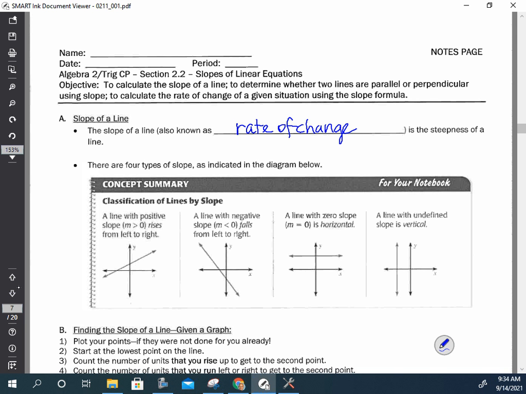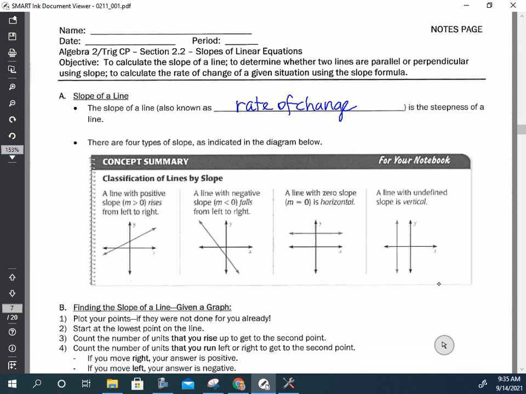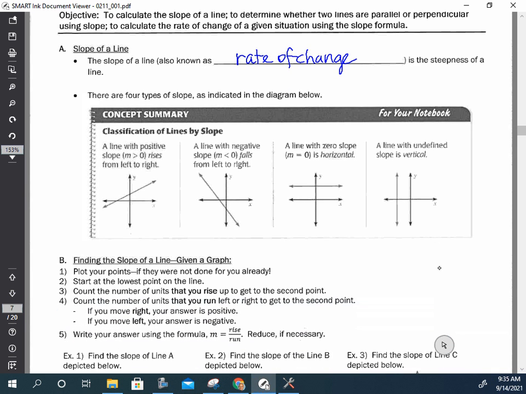So slope is simply how steep a line is. So if you've ever seen a handicap ramp, slope does come into play with regards to a handicap ramp. Now, there are 4 types of slope indicated in the graphs below.